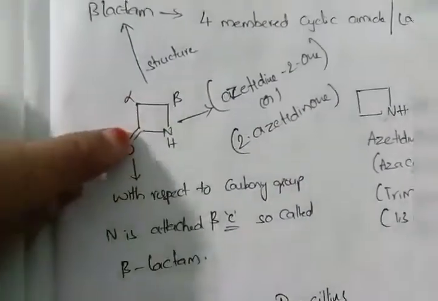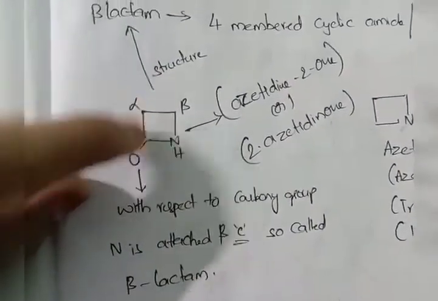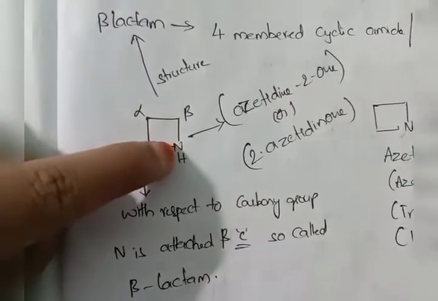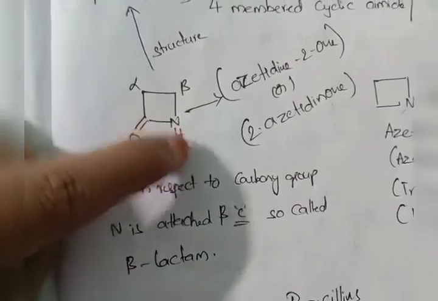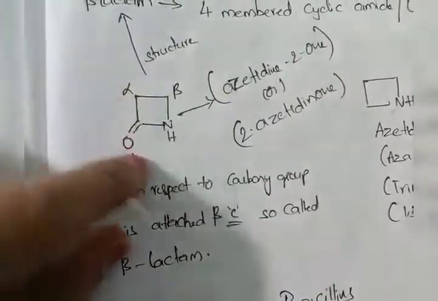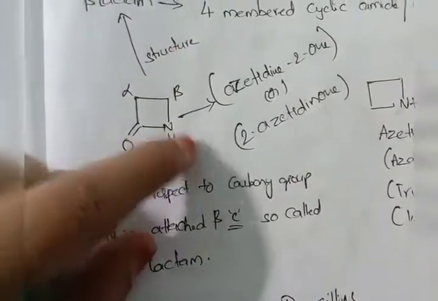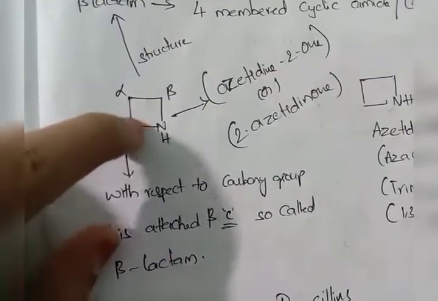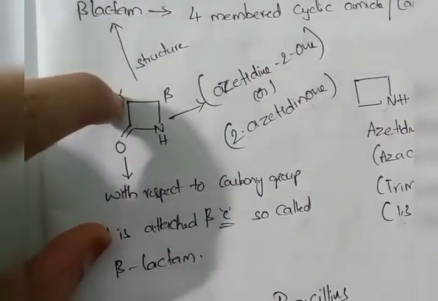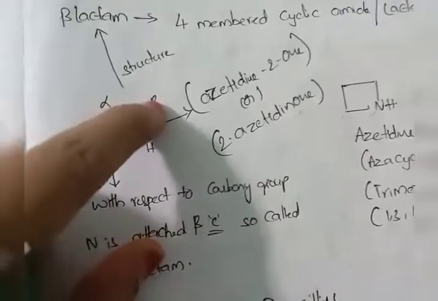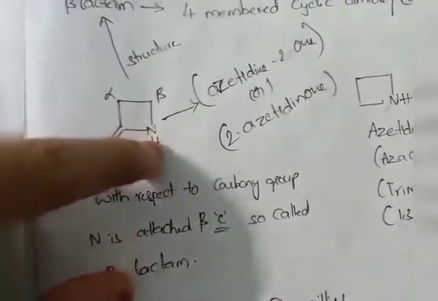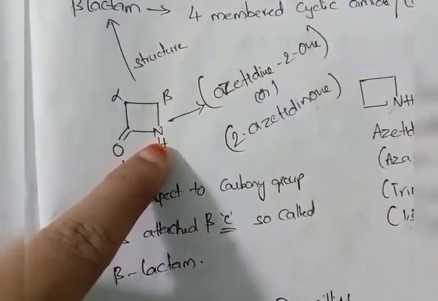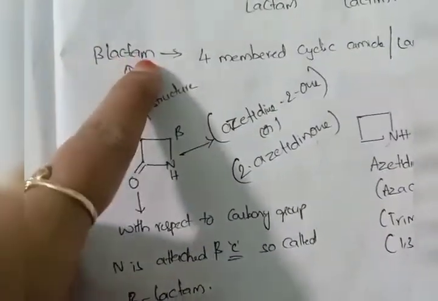With respect to this ketone carbonyl group, the nitrogen atom is attached to the beta carbon atom, so it is called a beta-lactam ring. This is a carbonyl group. This we call the alpha carbon, and to that the beta carbon atom is attached. To this beta carbon atom, this nitrogen is attached, so we call it beta-lactam.